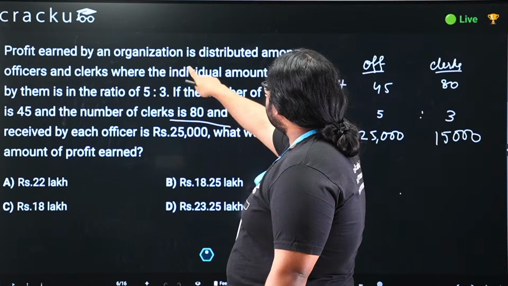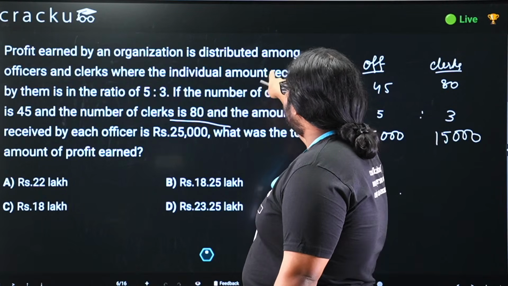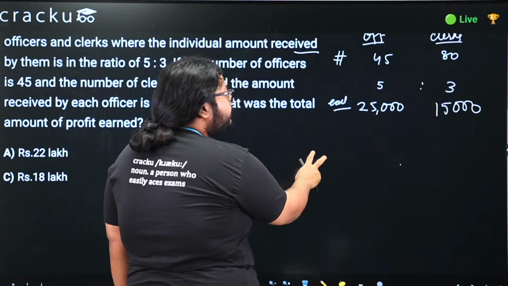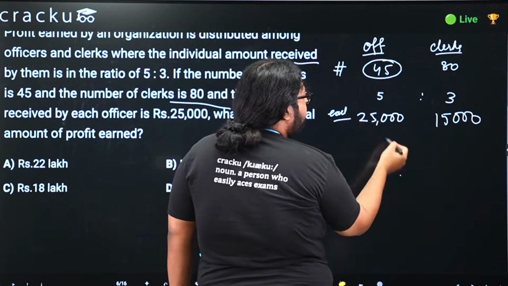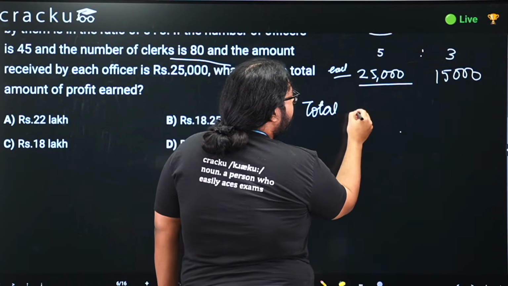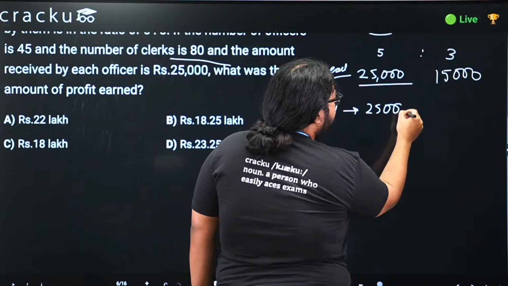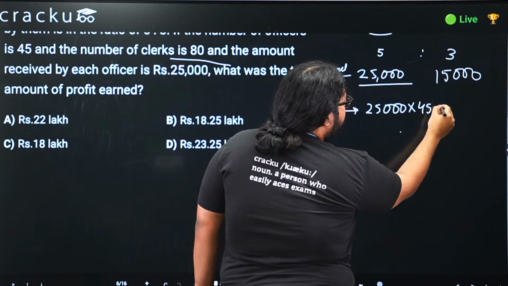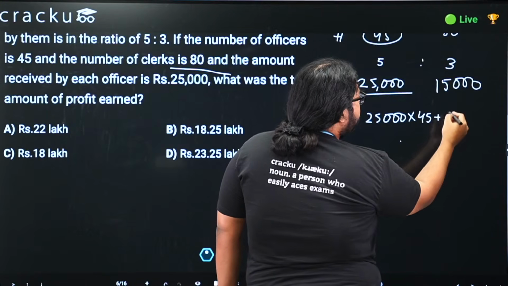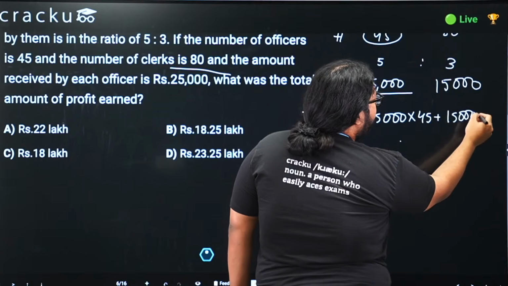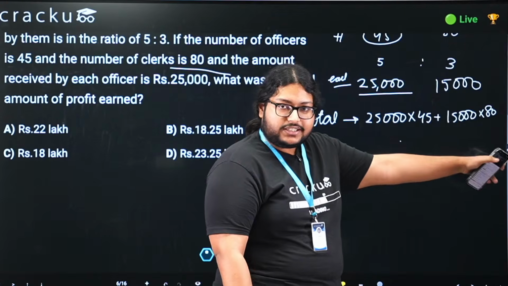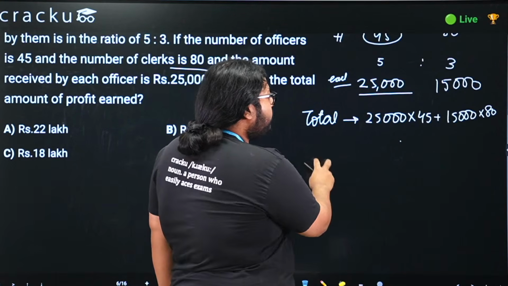So the profit of an organization is distributed, and the individual amount received is in the ratio 5:3. So what is the total? Officers are 45, each is receiving 25,000. Total would be 25,000 times 45. This is the total received by the officers. And then the clerks get 15,000 each, and the number of them is 80. So we need to calculate this to get the total amount. How do we calculate this?